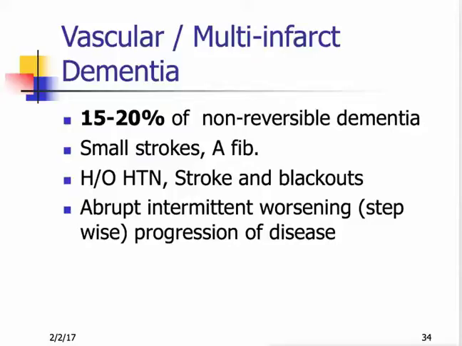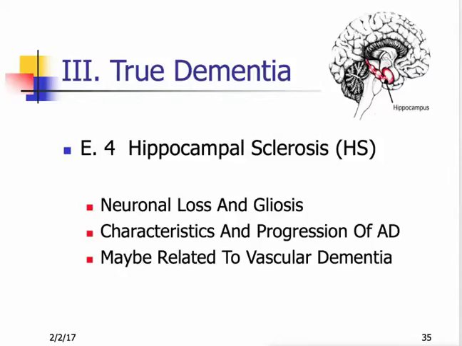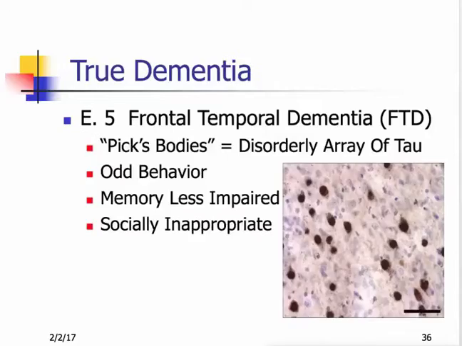So typically it's like the person is having small strokes. AFib is a common comorbidity. Usually a person has a history of hypertension, stroke, and blackouts. Hippocampal sclerosis, I'm not going to go very in depth on that, but that's a more rare form. It has a similar progression as Alzheimer's disease, abbreviated as AD.